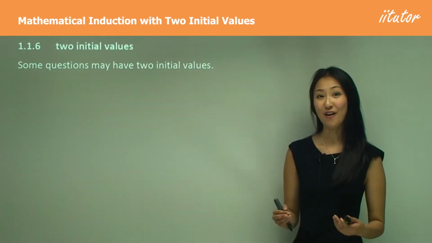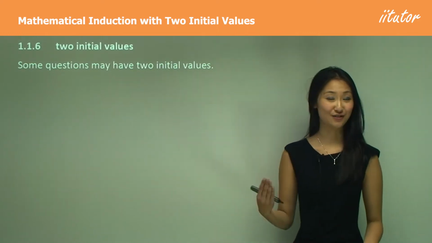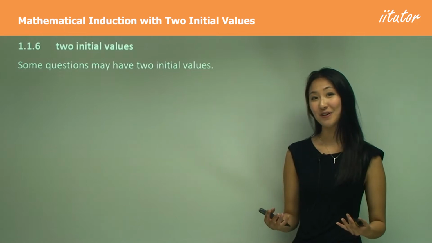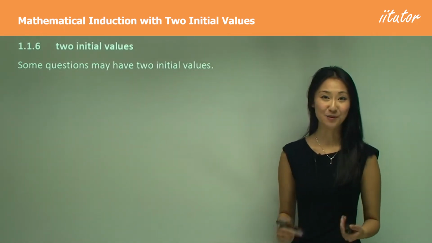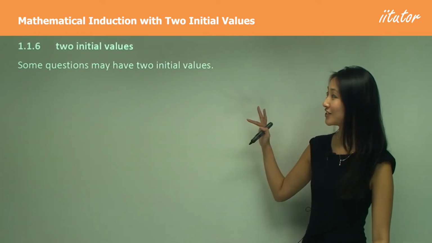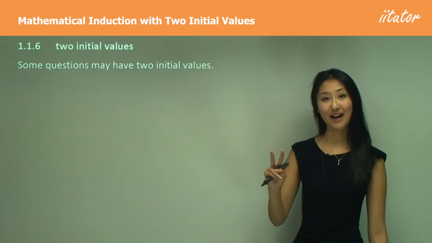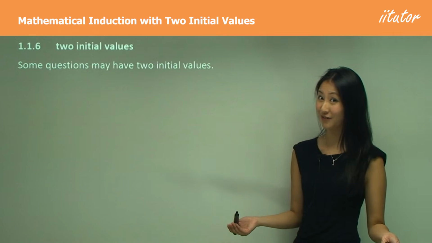Now I want to move on to the topic of induction, which involves two initial values. So far in all our questions, we've been working with just one initial value. So for example, n equals 1 or n equals 0. Now there's a special question which involves two initial values. Can anyone think of a sequence which may have two initial values?